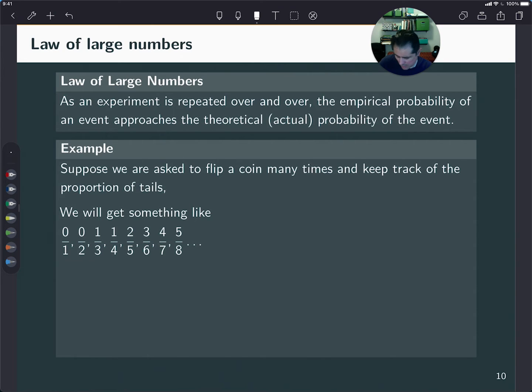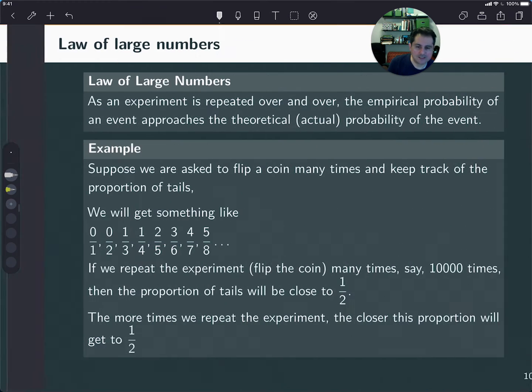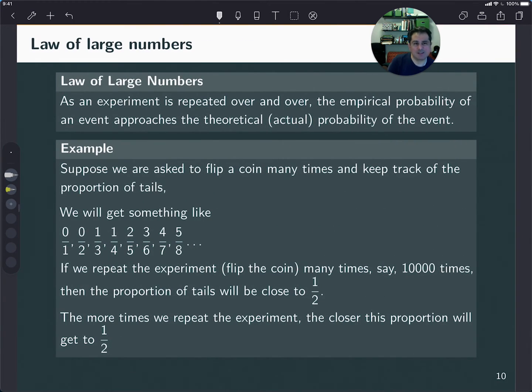I don't know what number is going to follow, but it could happen that the next one is or isn't a tails. It could be 5 out of 9. If I do it again, I might get 5 out of 10, or I might get a tails again, so 6 out of 10. So these numbers are going around 1/2, but if you do it many times, you expect the number to get close to the actual probability that we know is 1/2. So that's the law of large numbers. If you see the experiment many times, you would expect to get close to the probability that you would get if you calculated it another way.